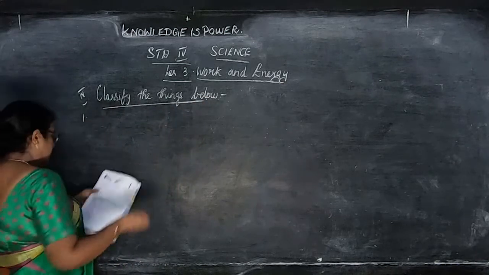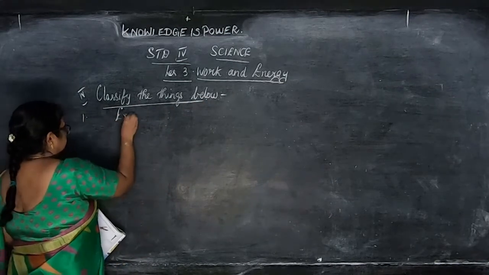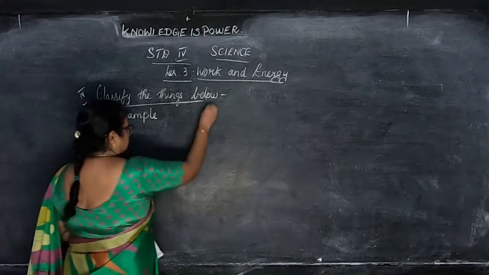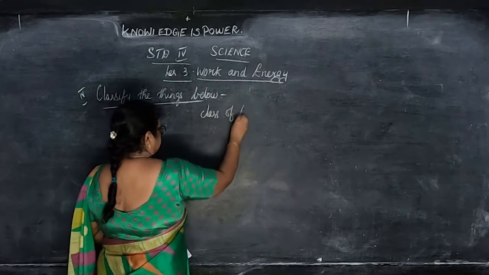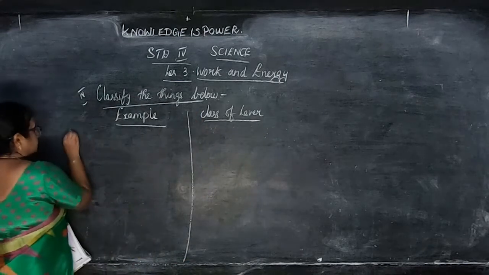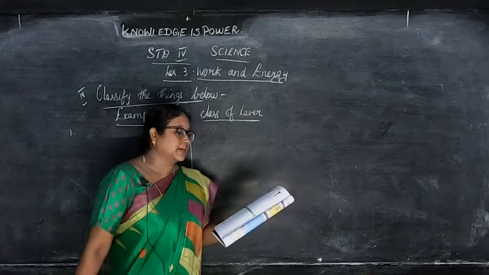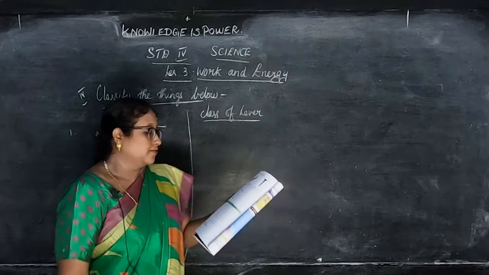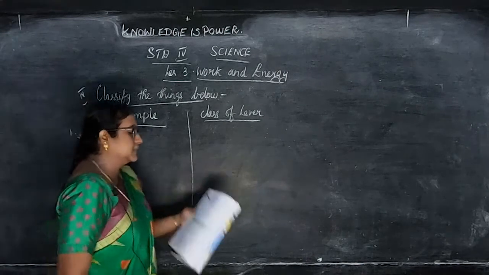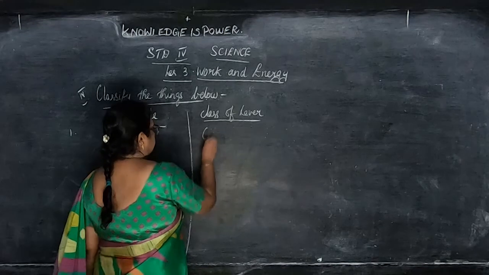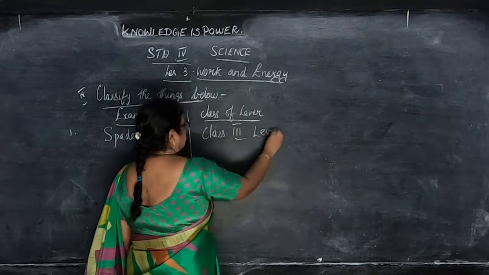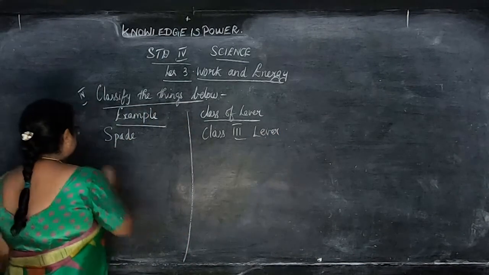So first, what they have given is example and class of lever. They have given those examples and we have to write which class it is. Okay, children. The first one they have given is spade. So spade, what lever is that? That is class 3 lever. Class 3 lever. Okay, children. So spade is the class 3 lever.